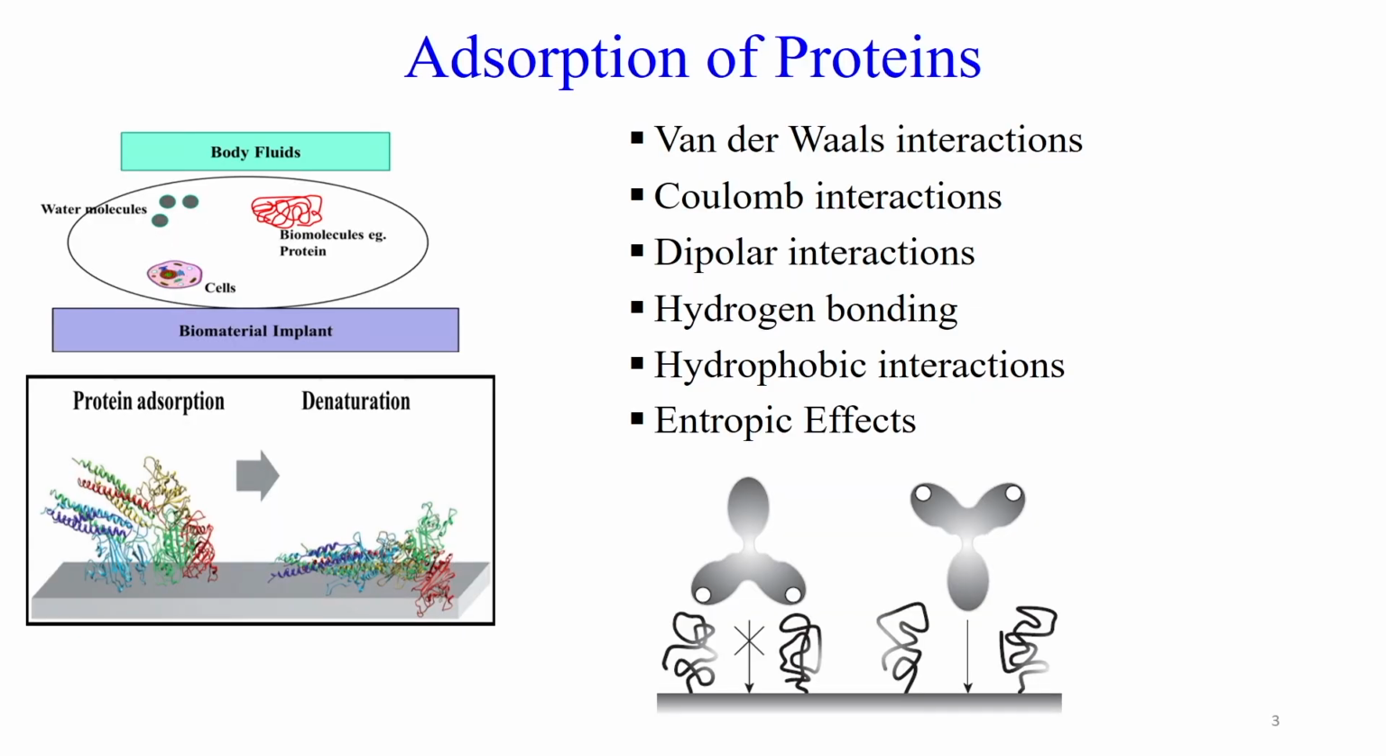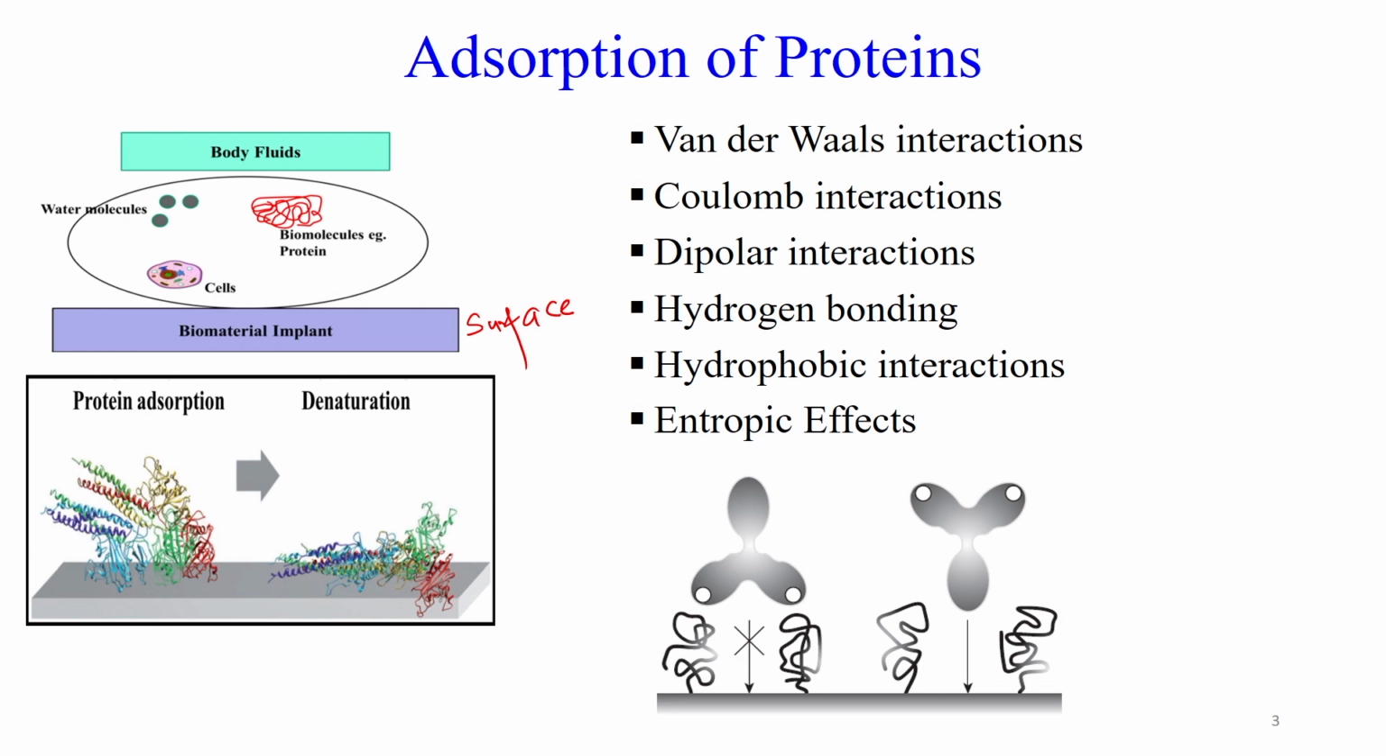So, adsorption of protein, especially if you talk about the biomedical implant. So, we have this surface and this is a body fluid which has water molecules, proteins and cells. So, depending on their diffusivity they will reach the surface. First the water molecules reach, followed by proteins, then cells.